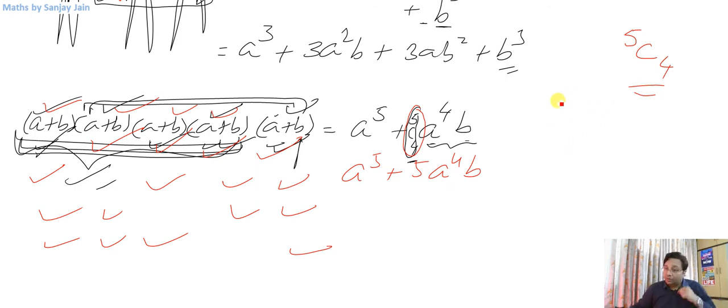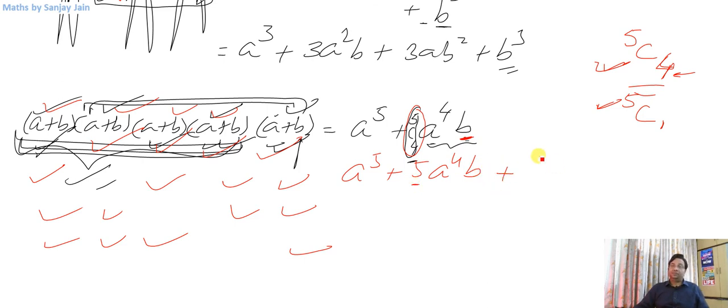Okay, we will also look at it from b's perspective, that you have to select b from only one bracket. If you say you select a from 4 or you select b from 1, both of these things have to be the same, right? Because 5c4 and 5c1 are anyway the same. So you can say that you select 4 brackets and take a from them, or you could have said it the other way around, that you select one bracket and take b from it. Both are the same. Anyways, you will get 5.